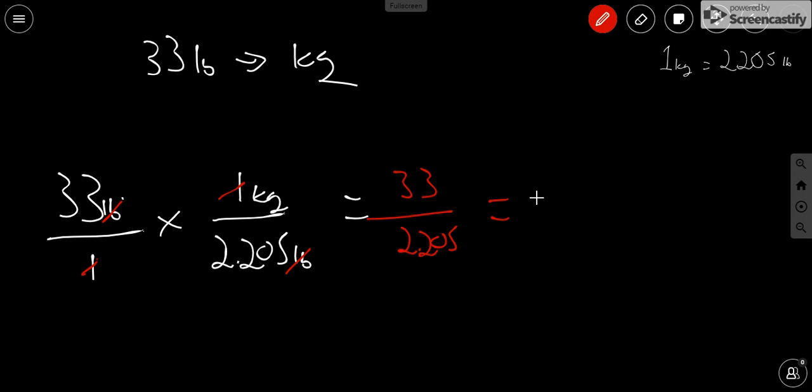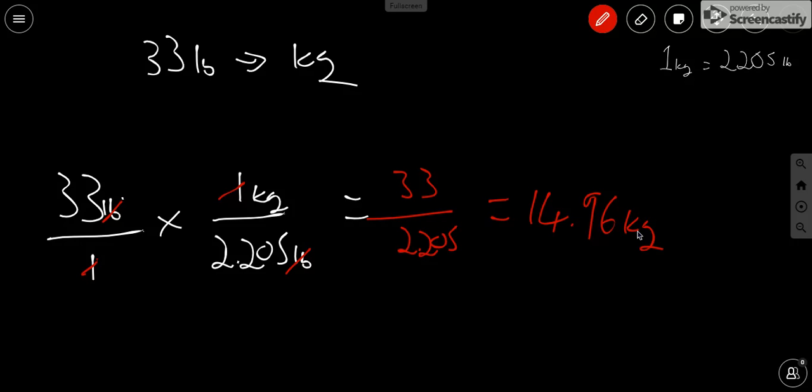So that gives us 33 divided by 2.205, which is 14.96. Let's do it at 2 decimal places. And because we've cancelled out the pounds, we can only be left with kgs. So long story short, 33 pounds equals 14.96 kgs.